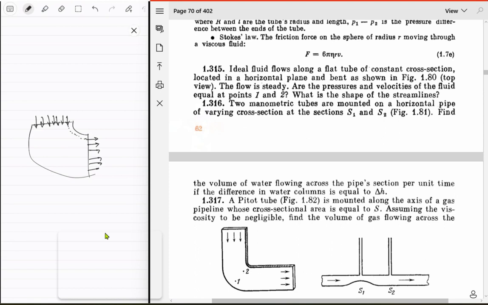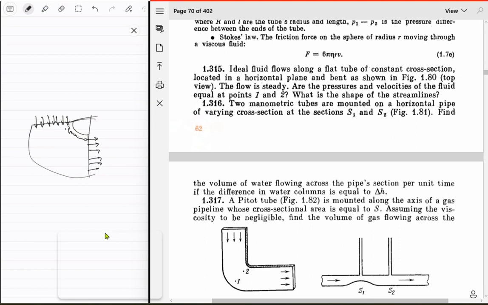What is the shape of the streamlines? I think these are circular arcs. If these are circular arcs, then by the symmetry along our angle theta, you can just assume that the speeds should be the same everywhere, right? Because why would this speed be different than this speed? And why is there a difference, first of all? I don't think there should be.